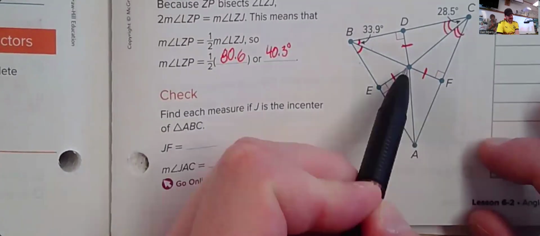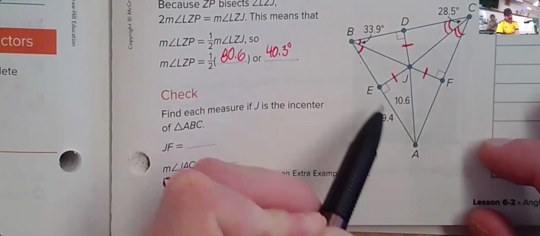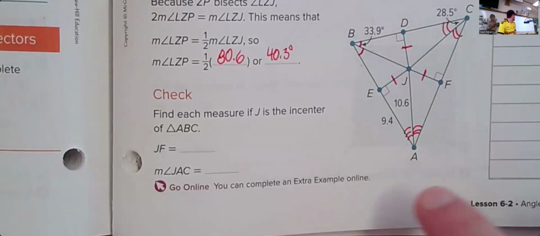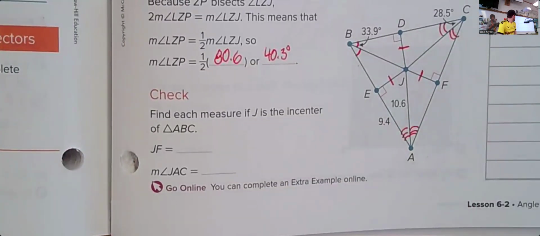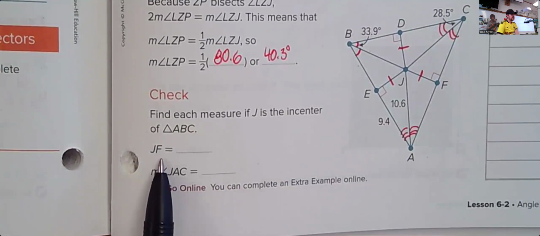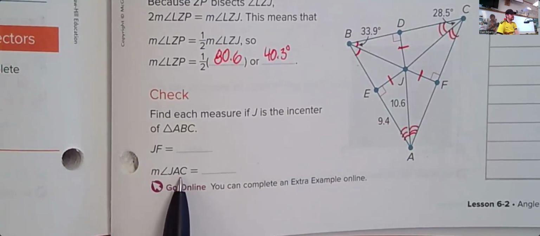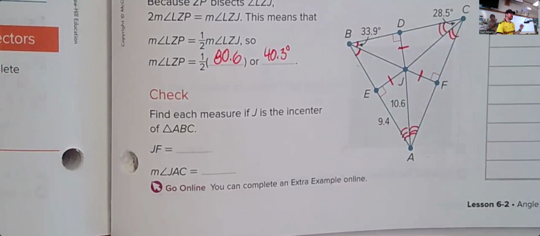JA cuts in half angle EAF. So those are congruent to each other down there. We're going to figure out two things here. We're going to figure out the length of JF and the measure of angle JAC. So two separate types of things that we're going to be working on.